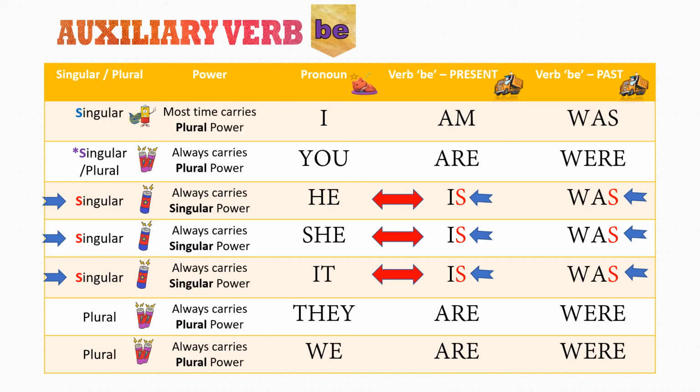Although the pronoun I is singular, it will carry plural power most of the time. This is the only time the pronoun I will have the S ending for verbs because I am special.